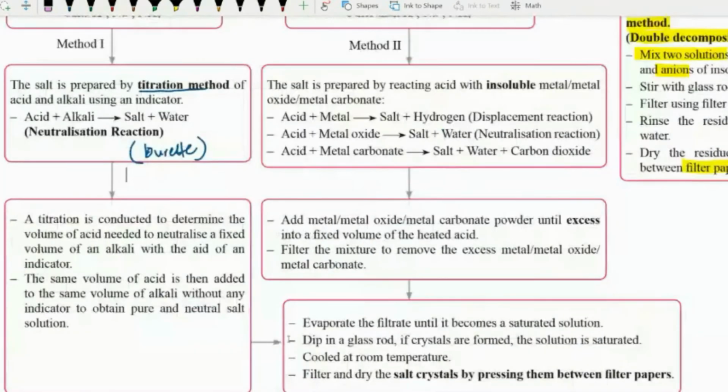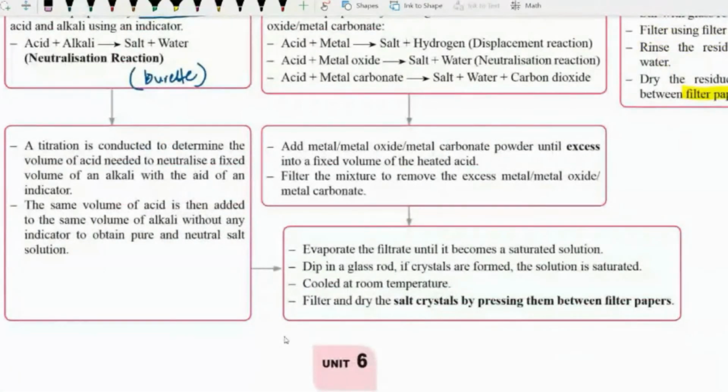Here, the titration is conducted to determine the volume of acid needed to neutralize a fixed volume of the alkali, with the indicator. So the first round, you need the indicator, but you need to repeat it without any indicator the second time. After you do this, then you need to heat. We call it evaporating the filtrate until it becomes saturated. Saturated means very, very concentrated.